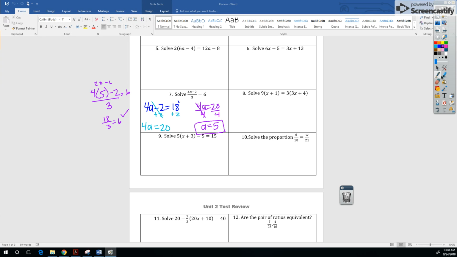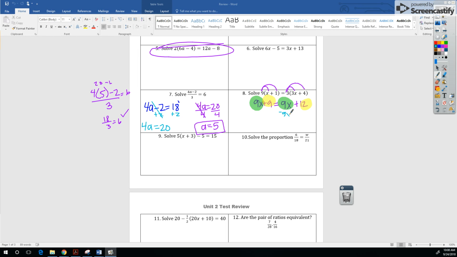Do you see what I see in number 8? Distributive property on both sides. Times 9, times 9. Times 3, times 3. 3 times 3x is 9x. 3 times 4 is 12. So I have something kind of similar to what I saw in number 5, but not the same. I don't have the same thing on both sides, but I have the same x on both sides, but not my constant. So let's see what happens.